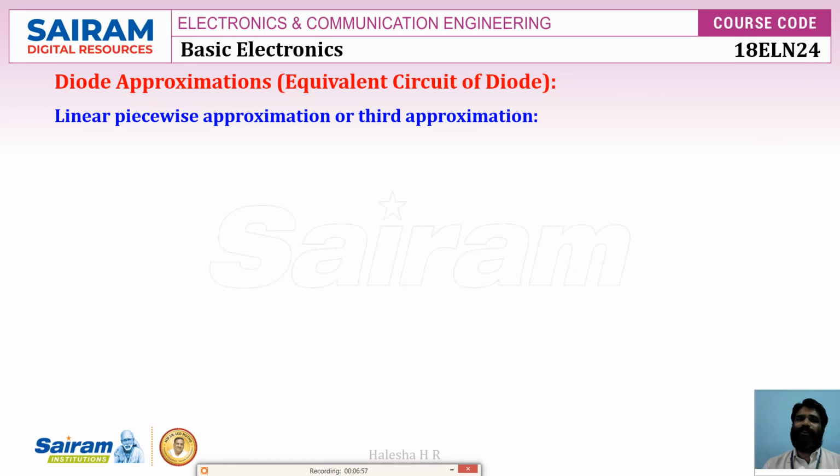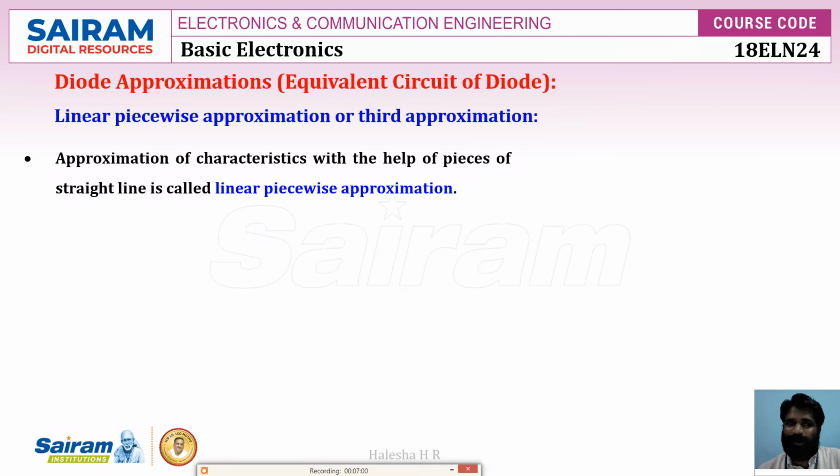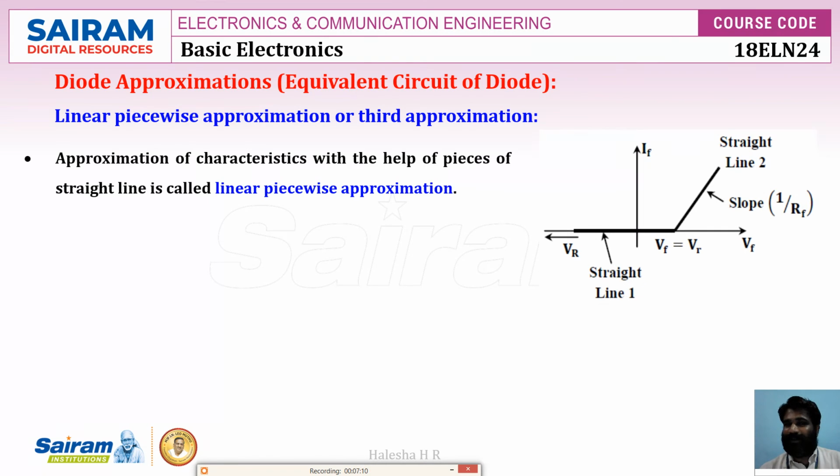The third approximation is also called the linear piecewise approximation, of the characteristics with the help of pieces of straight lines. That means this is the characteristics. This is straight line 1, and this is straight line 2. This is the slope, equal to 1 divided by Rf, where Rf means the resistance of the forward diode. This axis is Vf, and this is If.